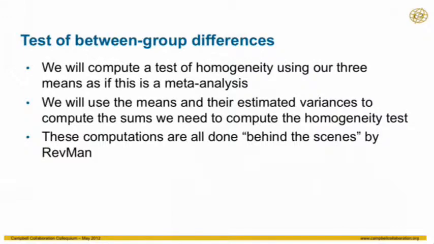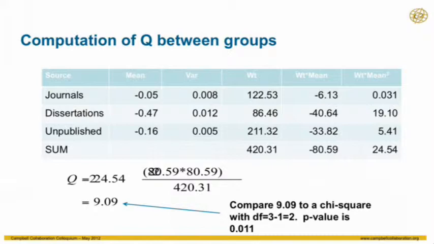Okay, RevMan automated it for us, but if we do a little bit of simple Excel calculations, we'll pull our means out of our outputs. We can get our weights, right? They're going to be the sum of one over the sample variance plus the variance component for that group. So we do that separately for each of those. The variance is going to be one over the sum of one over those weights, and so we do that for each of our groups, and we end up with the sum of our weights.